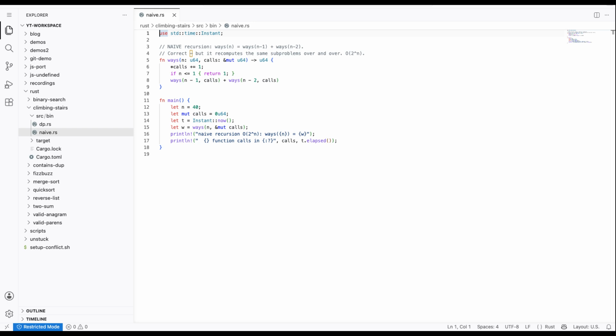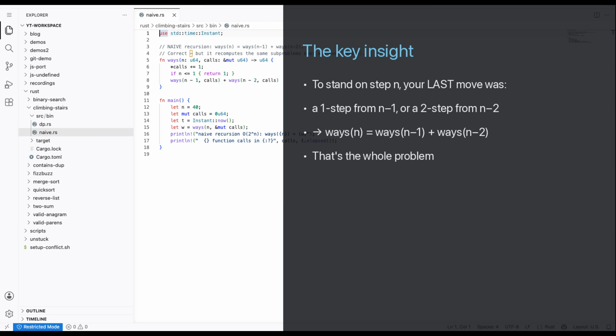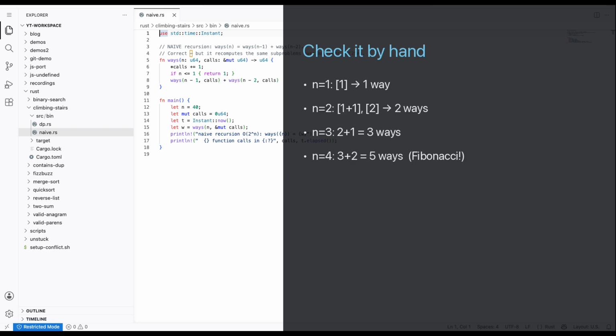Let's find the pattern first. Here's the key insight. If you're standing on step n, your last move came from either step n-1 or step n-2. There's no other way in. So the number of ways to reach n is just the ways to reach n-1 plus the ways to reach n-2. One line, that's the entire problem.